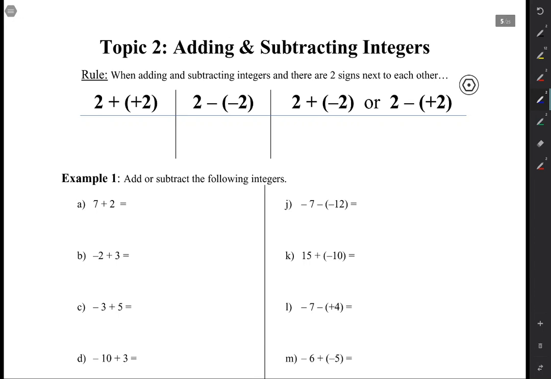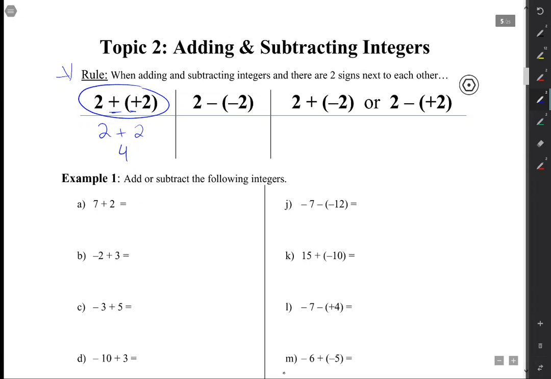When adding and subtracting integers and there are two signs next to each other, this first one here we have two of the same sign right next to each other. We have two plus signs right next to each other. So whenever we have two of the exact same sign right next to each other, it just switches to one positive sign or one plus sign. So this would be the same as 2 plus 2.